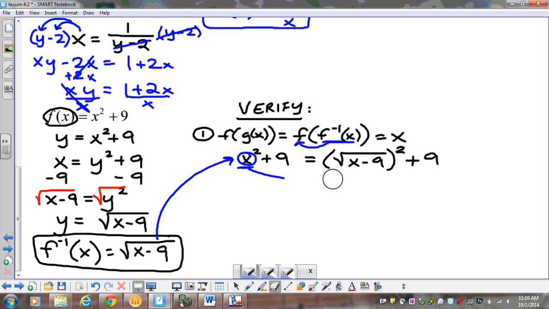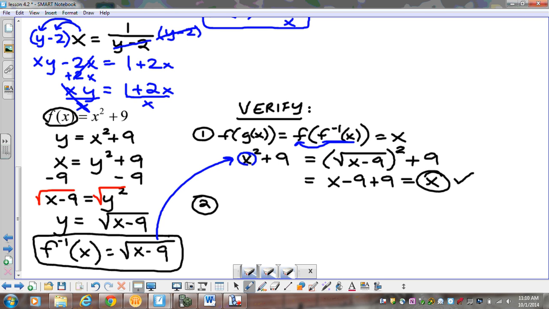Once I plug that in and simplify, so let me get rid of that, get a little bit more room. All right, so when you square a square root, those cancel each other out. So I'm just left with x minus 9 plus 9. And if you notice, negative 9 plus 9 gives you x. So that one was significantly quicker. So again, the square root cancels out, so I'm left with x minus 9 plus 9, your negative 9 and positive 9 cancel out, so we're good. So that's the first step.